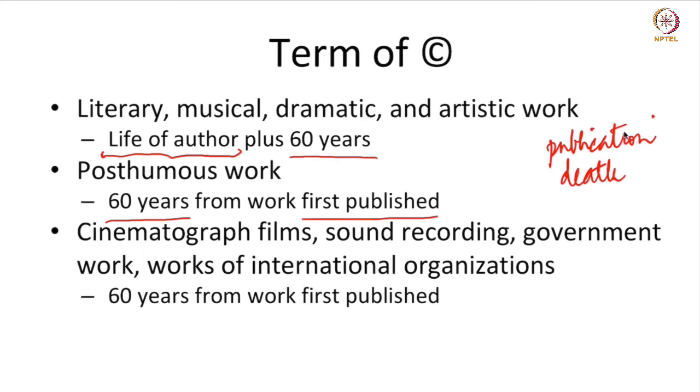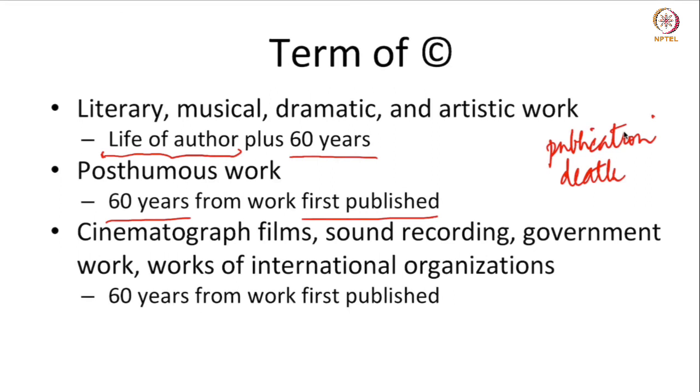So cinematograph films, sound recording, government works, works of international organizations are all protected for 60 years from the time the work is first published. Now, there are some works which an author may create, but the author may use a pseudonym, not his actual name, or they may be published as anonymous works. Now, anonymous works are treated just like posthumous works. From the time it is first published, they get a 60-year protection.